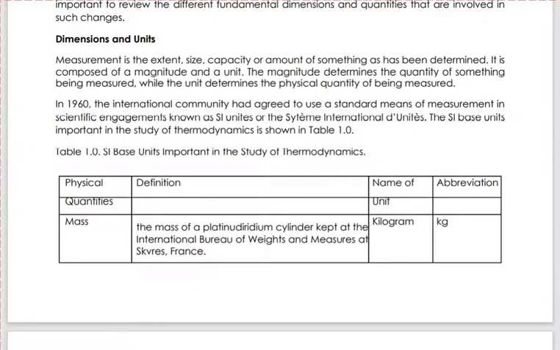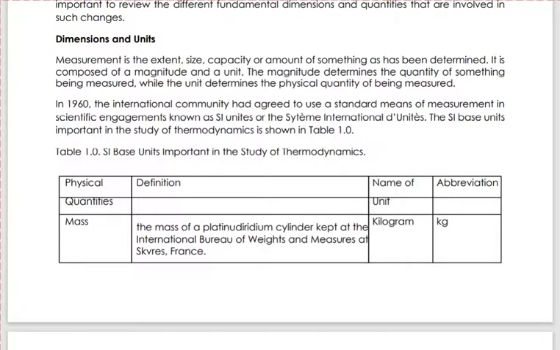Measurement is the extent, size, capacity, or amount of something that has been determined. It is composed of a magnitude and a unit. The magnitude determines the quantity of something being measured, while the unit determines the physical quantity being measured. So you should be aware of what we call the dimension and what the unit is. For example, 1 kilogram. Kilogram is your unit, 1 is your dimension.